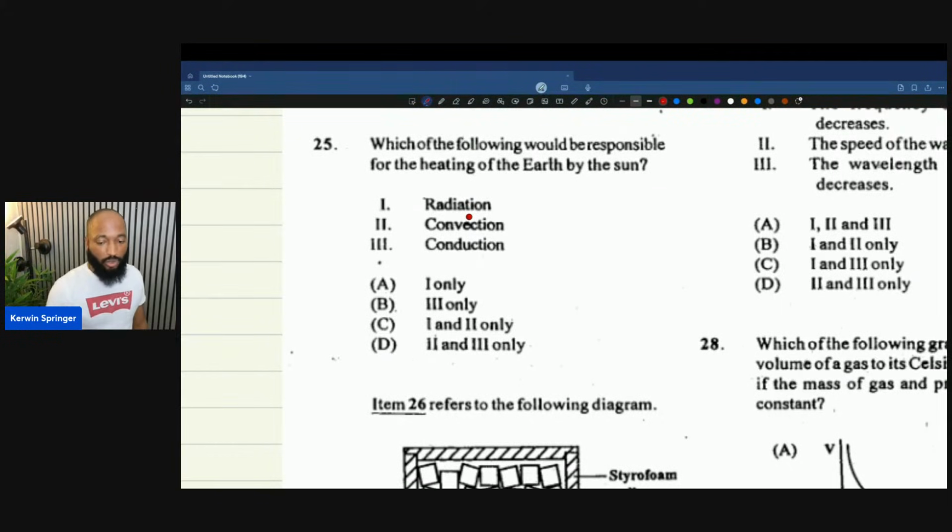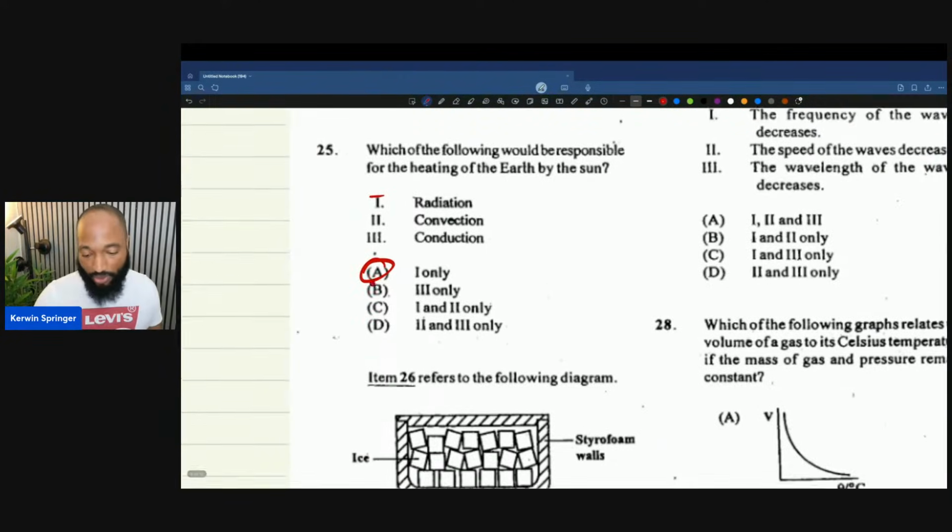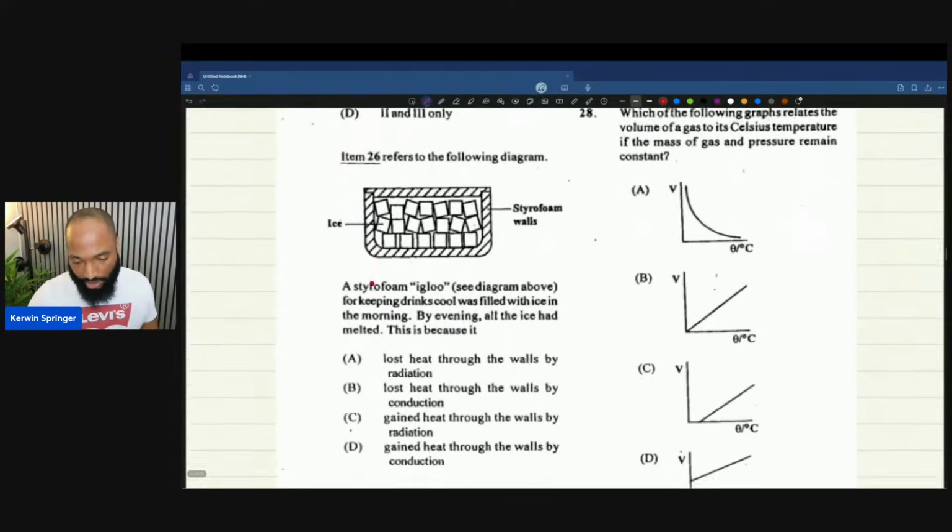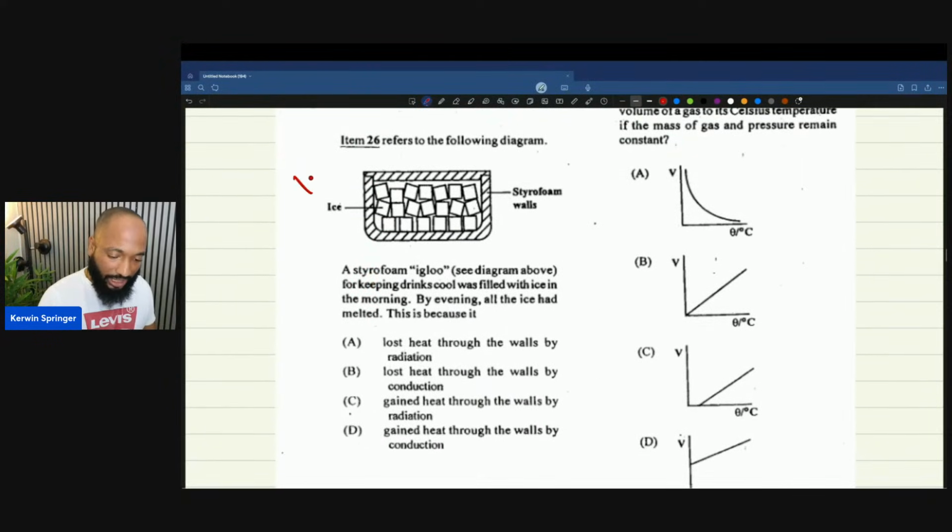Which of the following would be responsible for the heating of the Earth by radiation only? There's no convection happening in space. There's no medium, no conduction. All right, this was a trash question. I think CXC removed this question. This question is trash because I don't know what they want the student to do. This is not something that a student should have to do.